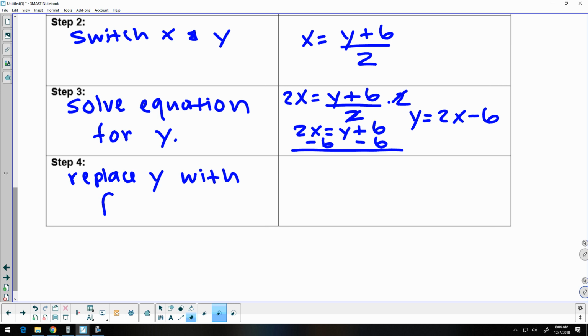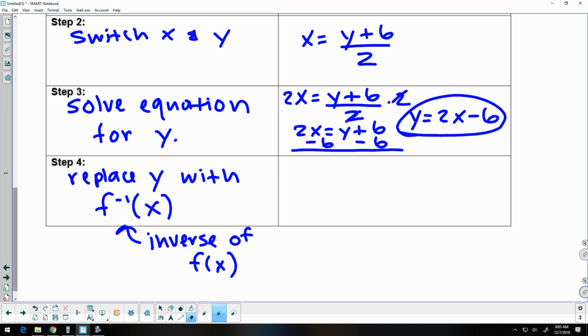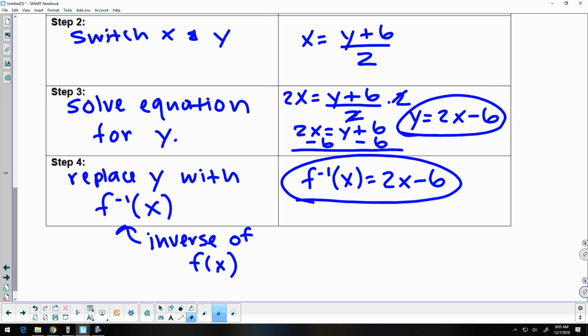Okay, the last step is now you're going to replace y with, this is the notation for an inverse. So it says f to the negative 1 of x, but how we read this is as the inverse of f of x. So if I just swap out, again, this is the actual inverse, but we're just going to replace y with f to the negative 1 of x. So the inverse of f of x is 2x minus 6. And that is our final solution.